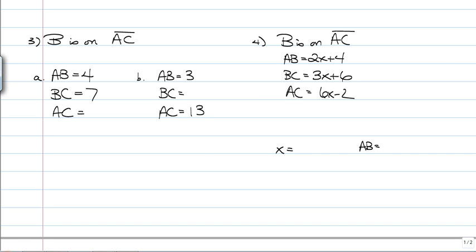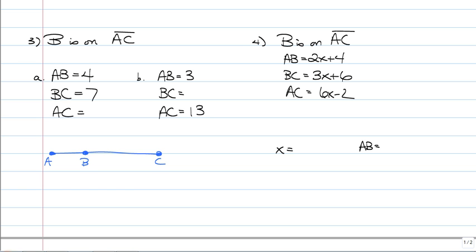So, for this example number 3, it says B is on segment AC. So it's your job to just start and come up with a segment AC and put B anywhere you want on that segment. The numbers are what matter. It's not an accuracy of the drawing type of problem.